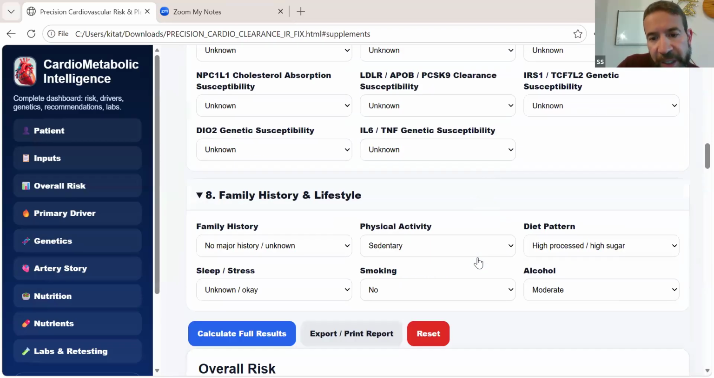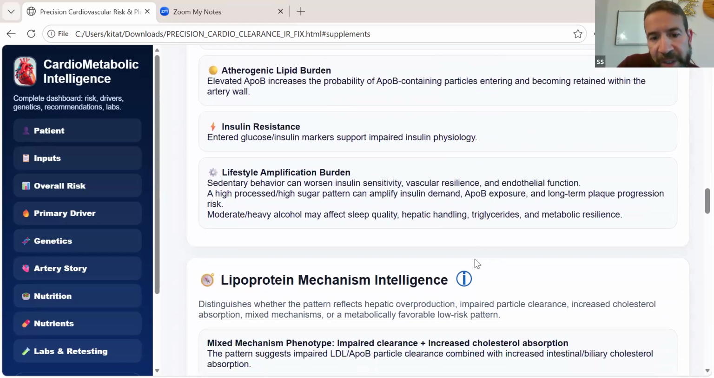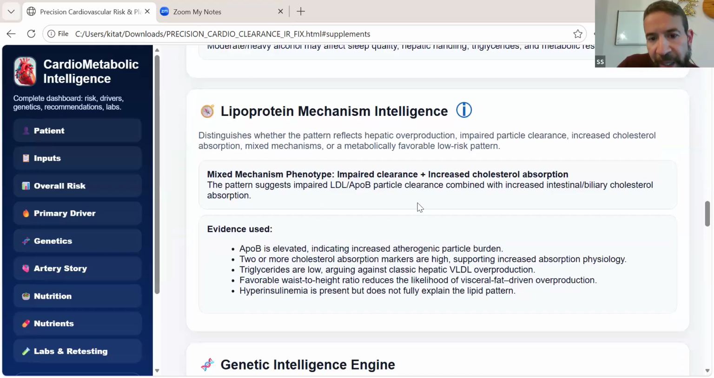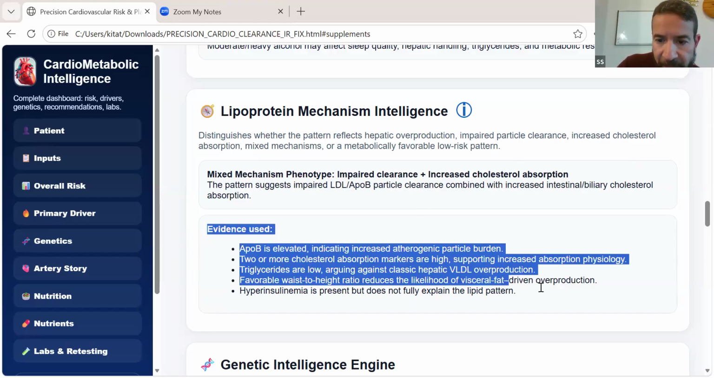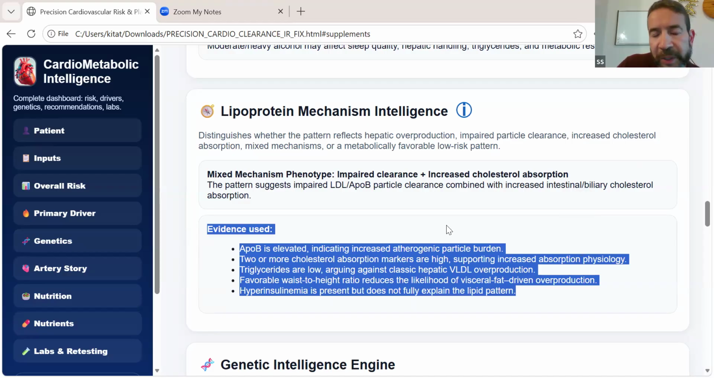All right, so he got flagged for clearance. If he goes down the medication route, his medication needs to be customized and personalized based off of fixing impaired clearance and increased cholesterol absorption from the intestines. This is the evidence that I use. Everything is automated. All you need is the labs, and it does everything for you.